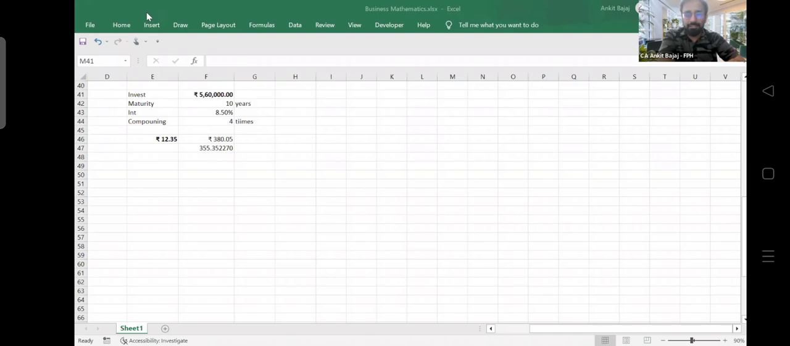Any other question, guys? Sir, please share the Excel sheets. Definitely, if I'm in your group, I will immediately share the Excel sheet. No, I'm not in your group. I will ask Polly to add me in batch 8, and then I will share this file.